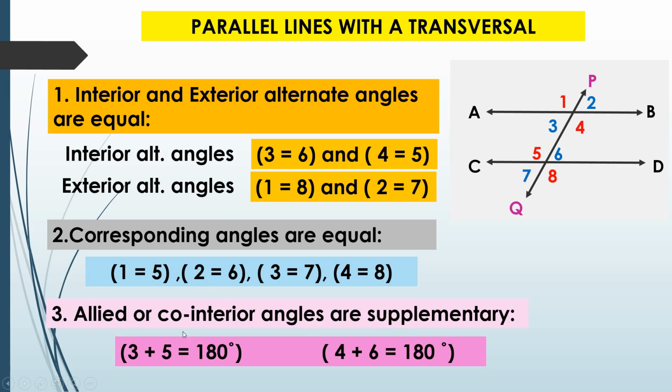And if any of these criteria are met, then the two lines which are cut by another straight line are a pair of parallel lines. So these are also the conditions necessary for two lines to be parallel. Is that clear? That means for lines to be parallel, the interior alternate angles must be equal, or the exterior alternate angles must be equal, or the corresponding angles must be equal, or the co-interior angles must be supplementary. Okay, is that clear, students?